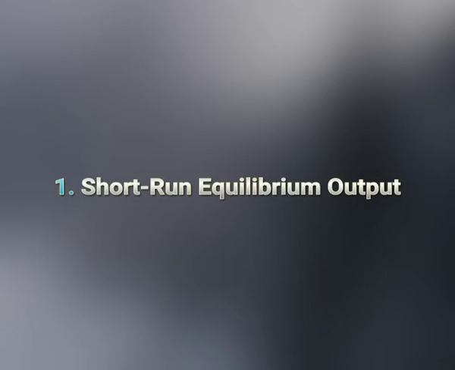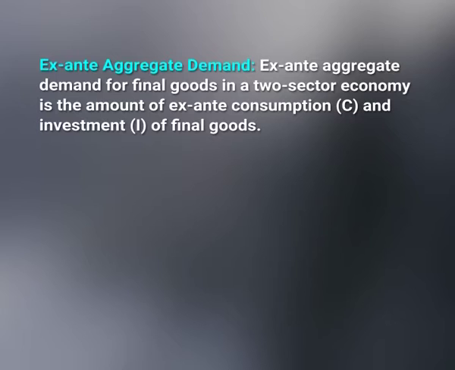Number 1, short run equilibrium output. It is just a transient equilibrium level of output that is set at the time of ex ante aggregate demand. Ex ante aggregate demand for final goods in a two sector economy is the amount of ex ante consumption C and the investment I of final goods.